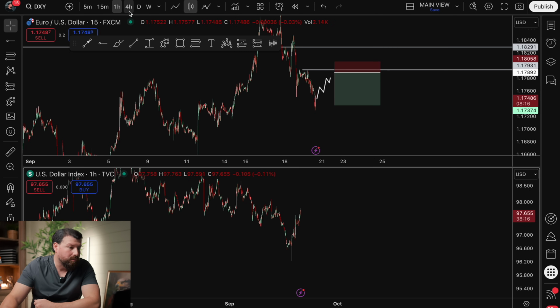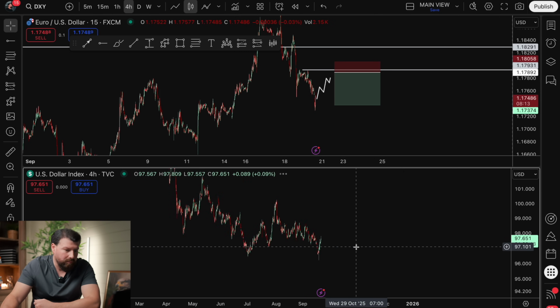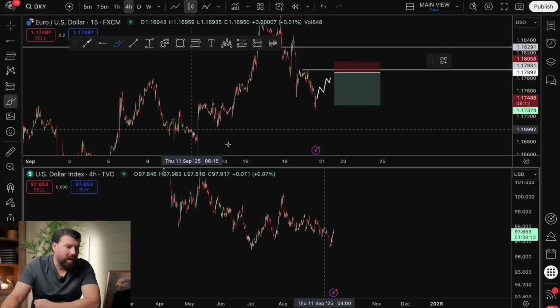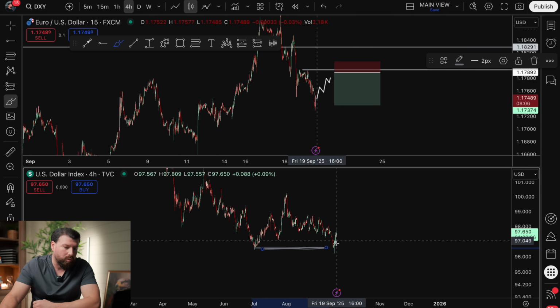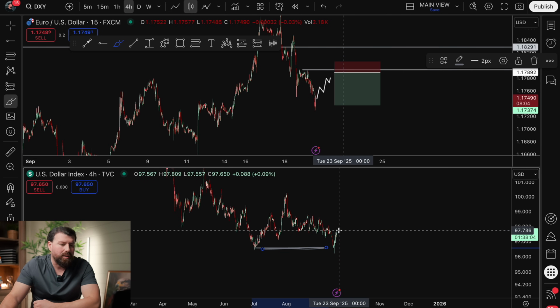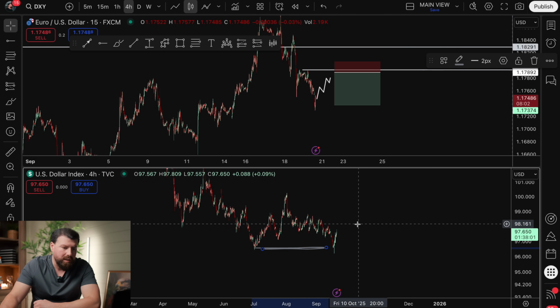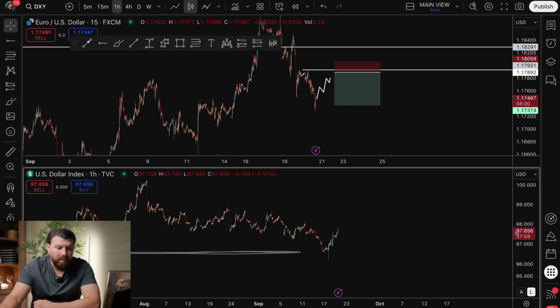I can then scale to the DXY down here, and I can look at, well, have we hit the same significant area on the daily? Yes, I'm showing you here on the 4 hour, we've hit that. Great, so we're in an upward direction. Is there a clear target area for price to move above? Brilliant. Then this is the key part that people miss.